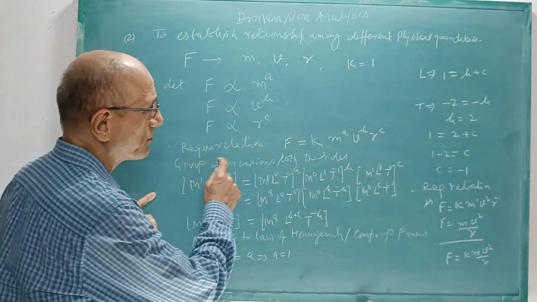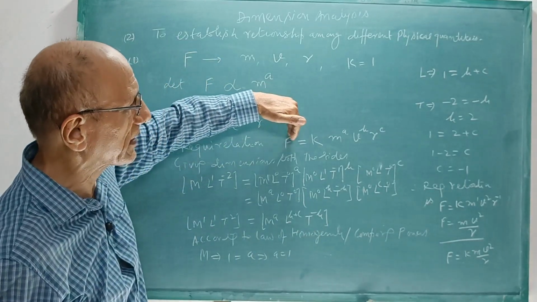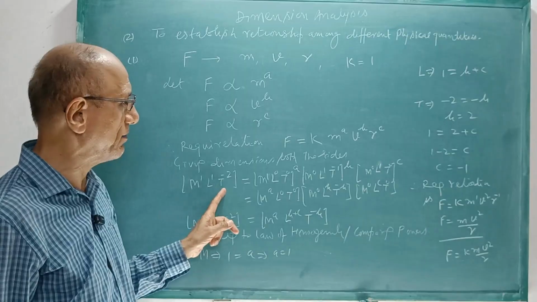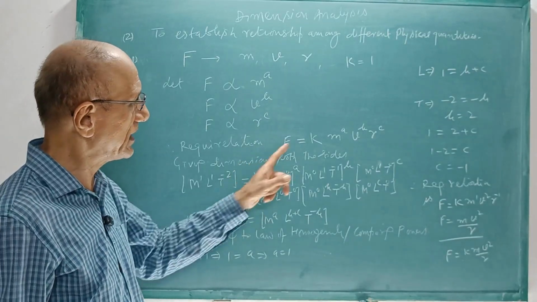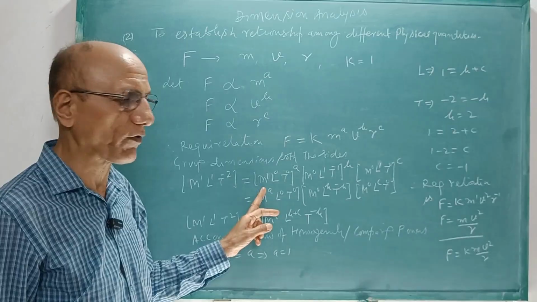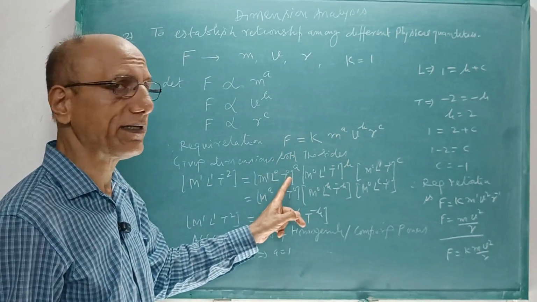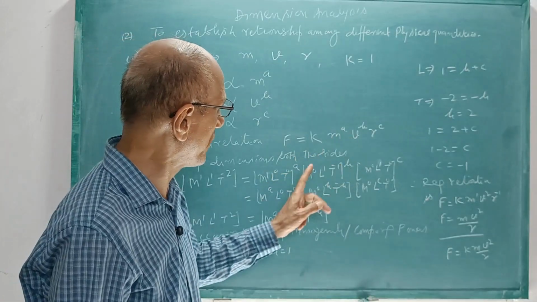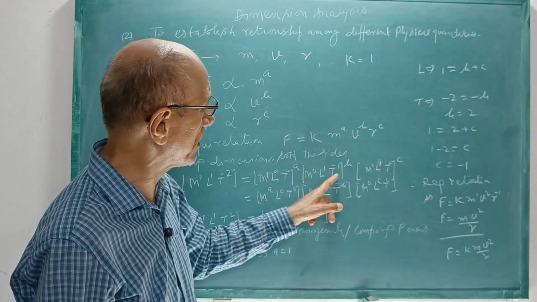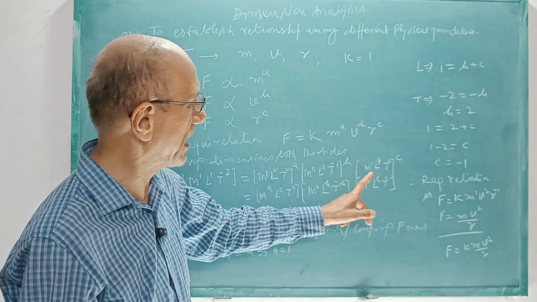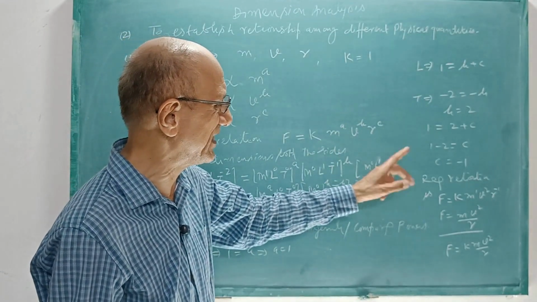Now giving dimensions on both the sides, you will put dimensions here and here. So here the dimension is m1 l1 t minus 2 for the force. K is dimensionless. The dimension formula for the mass is m1 l0 t0, but the power is a. The dimension formula for the velocity is m0 l1 t minus 1 and the power is b, and the radius is the length, that is m0 l1 t0 to the power c.